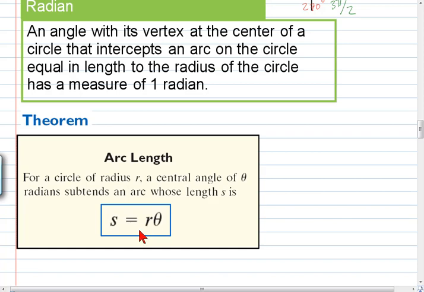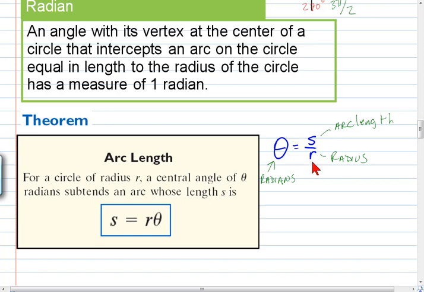Well, we can use this theorem now to figure out how to come up with a radian measure. That angle theta, if I solve this equation for theta, I would get s over r, where s is the arc length and r is the radius. So what we see is an angle measured in radians is just a ratio between the arc length and the radius of the circle.